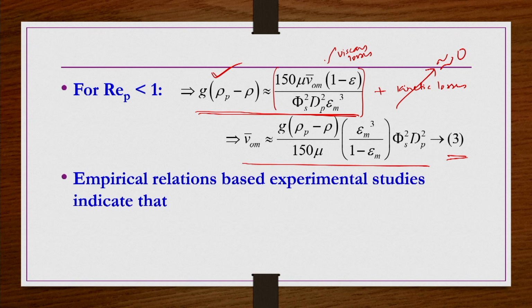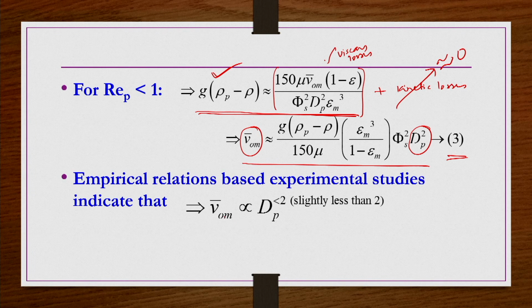Empirical relations based on experimental studies indicated that this V_om bar is proportional to d_p squared. Theoretically, minimum fluidization velocity is proportional to d_p squared, but experimentally it is found to be proportional to d_p to the power of slightly less than 2, not exactly 2. That is, some deviations from the experiments are in general possible.